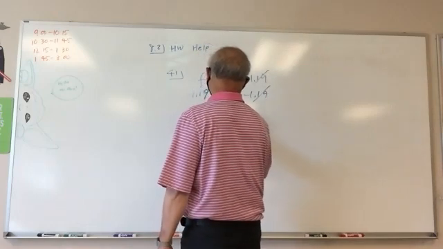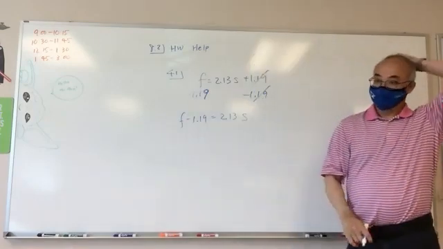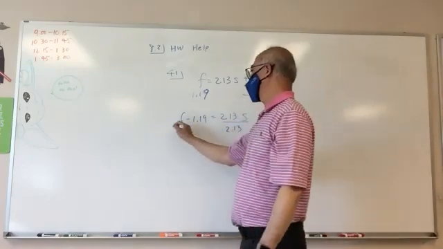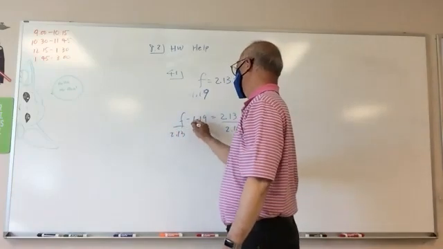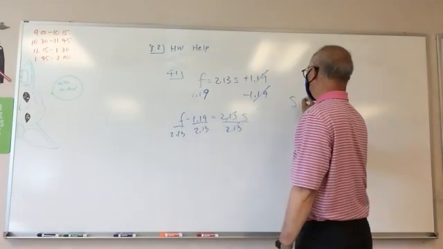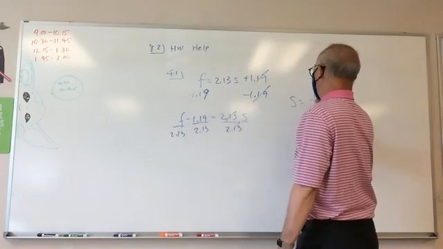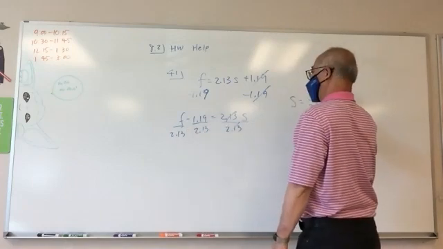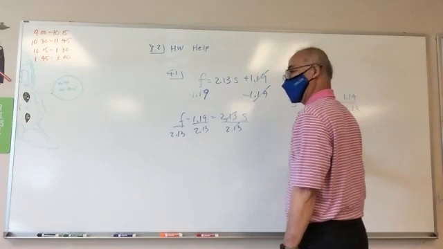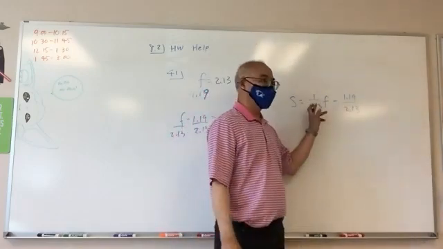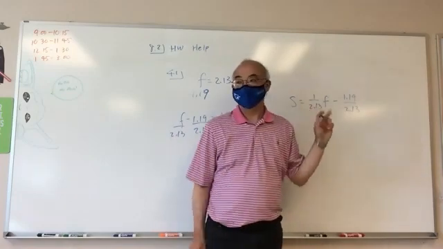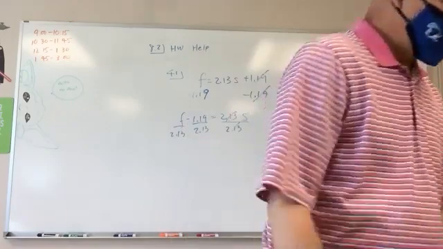I get 2.13 S. So I have to divide everything by 2.13. So on this side, this goes away. So I'm going to have S is equal to 1 over 2.13 F minus 1.19 divided by 2.13, and you'd have to do the calculation. You can actually calculate this too, to take it out from a fraction, right? So that's how you would do that.